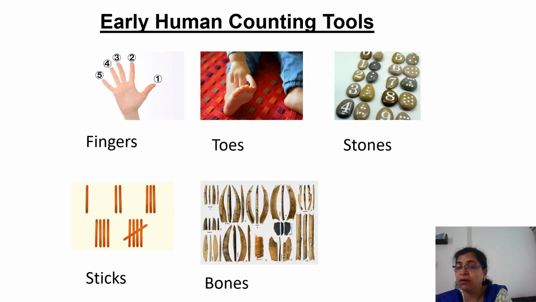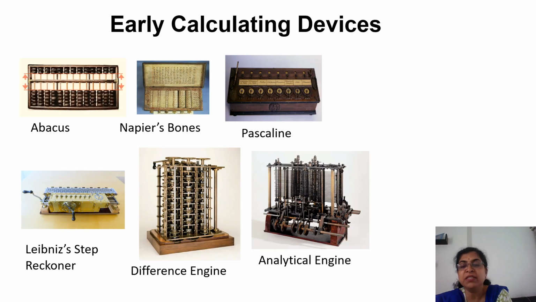is computer history and generations. There we have learned early human counting tools: fingers, toes, stones, sticks and bones. The early human being, the ancient human being, used these as counting tools for counting different things. Okay, afterwards, because of advancement in technology and science, new machines got developed for doing calculations.